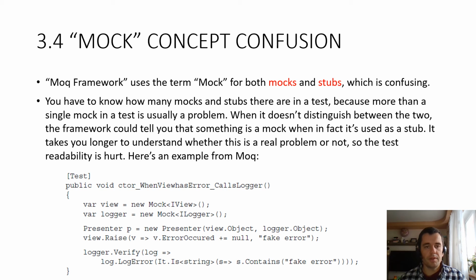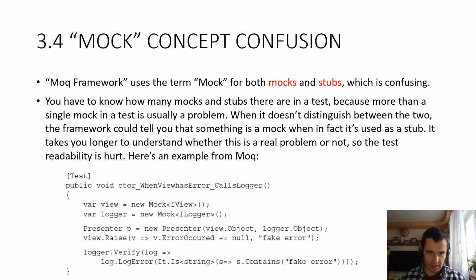Here is what I want to note: there is sometimes a mock concept confusion. The MockQ framework uses the term mock for all fakes, for both mocks and stubs. You have to know how many mocks and stubs there are in a test, because more than a single mock in a test is usually a problem. When the framework doesn't distinguish between the two, it will tell you that something is a mock when in fact it's used as a stub. It takes you longer to understand whether this is a real problem or not, so the test readability is hurt.